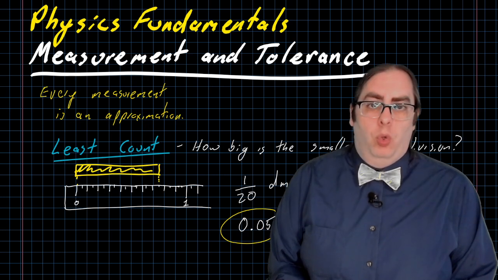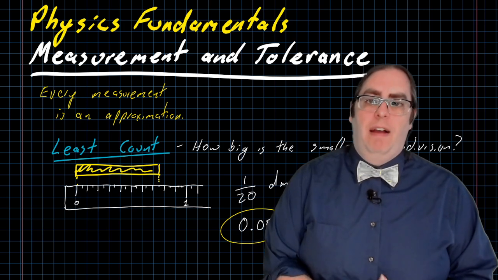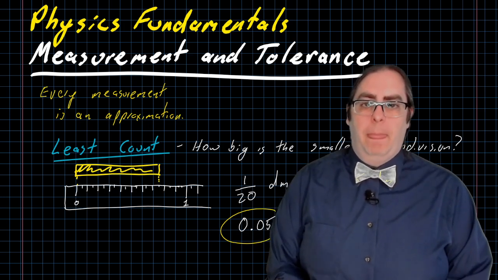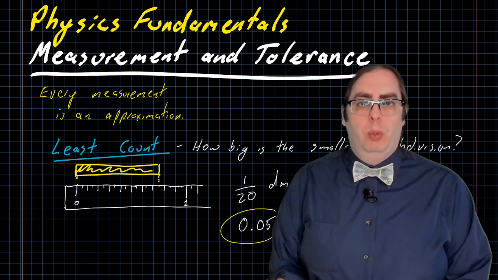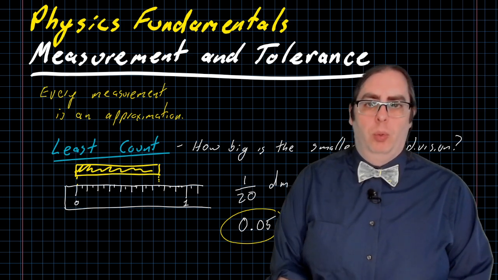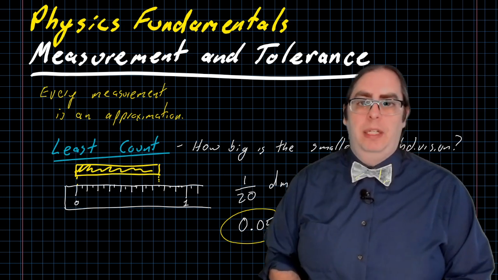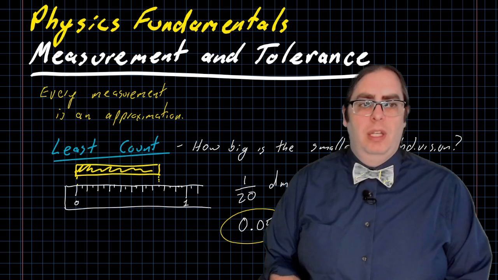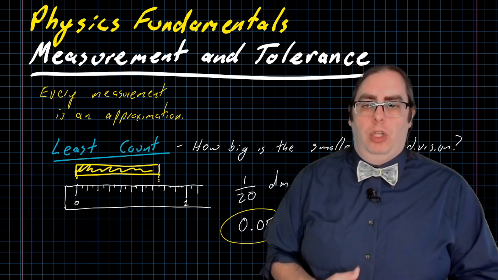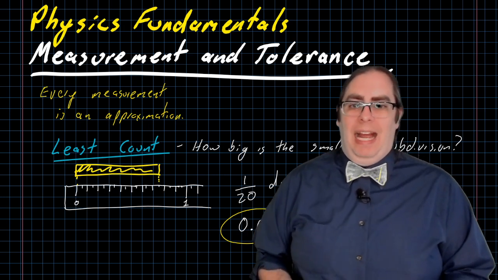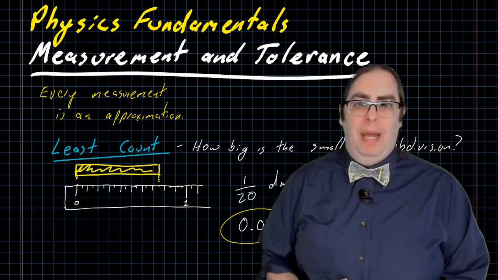Using more precise tools, we can get a smaller least count, which gives us a more precise value in our measurement, but there's always a trade-off. The more precise the tool you are using, the more expensive it's going to be to manufacture it. So there's a cost there of literal money in getting the tool in the first place, and the more precise your tool is, generally speaking, the longer it takes to use. So there's a cost in labor of how long is it going to take me to get this measurement. Generally speaking, we're looking for a balance point.